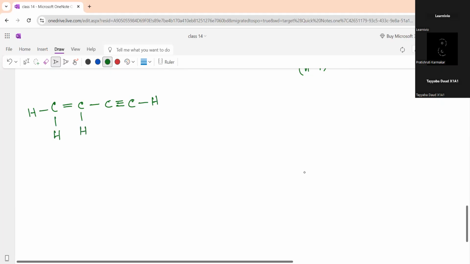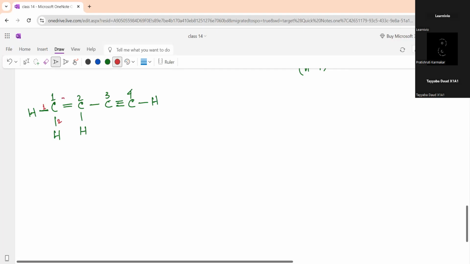First, let's check if all the carbons have 4 bonds. Let's name them 1, 2, 3. So how many bonds does the first carbon have? First carbon has 2 bonds. You are not considering the CH bonds. There are CH bonds too, right? So you have to consider the total number of bonds the carbon has.